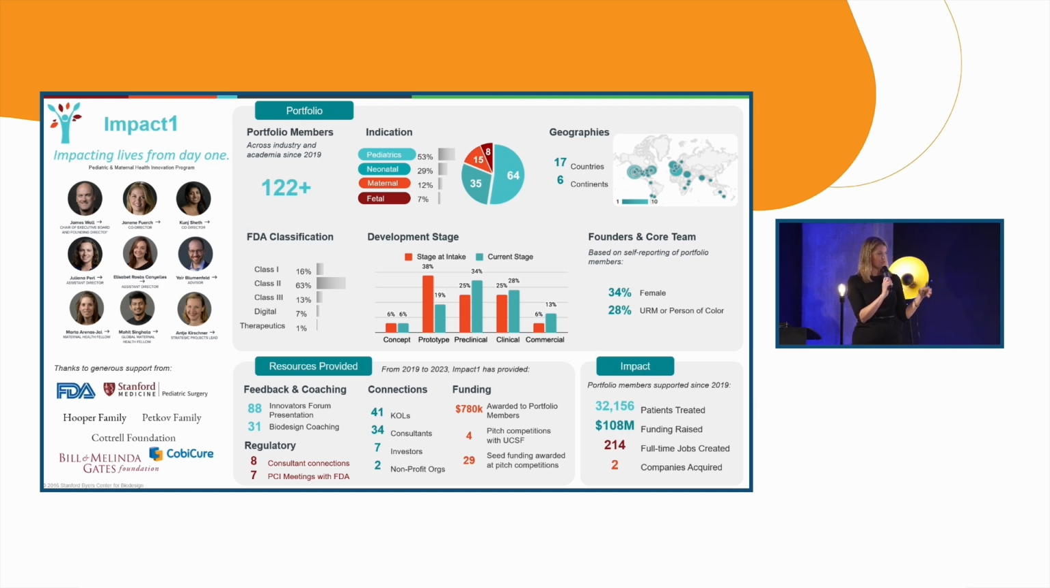And then we do provide additional funding, KOLs, consultants, connections, and meetings with the FDA too. So we are enthusiastic about creating new partnerships, as we have started to do in Europe, and come ask me if there's any partnerships you want to create, or if you have any questions.